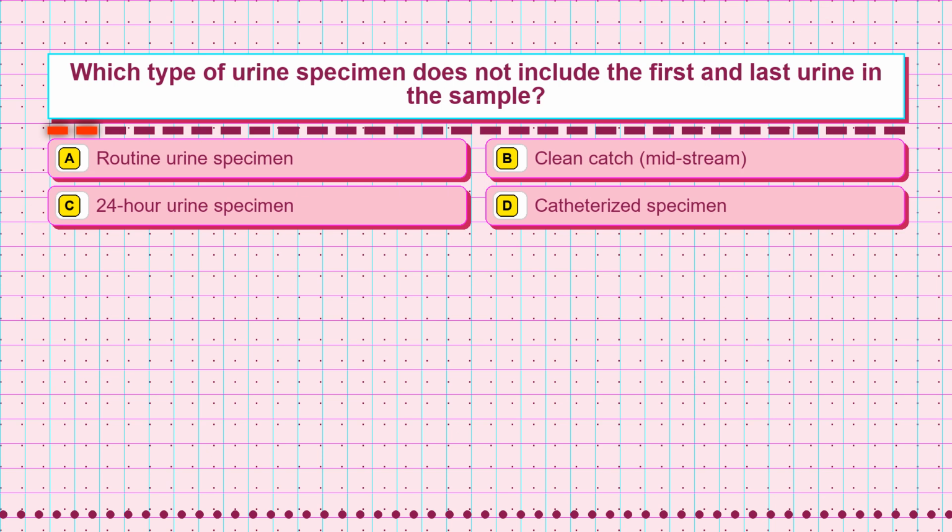Question 35. Which type of urine specimen does not include the first and last urine in the sample? Option A, a routine urine specimen. Option B, clean catch, midstream. Option C, 24-hour urine specimen. Option D, catheterized specimen.